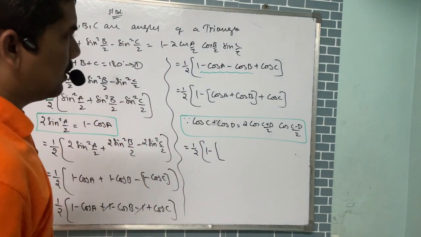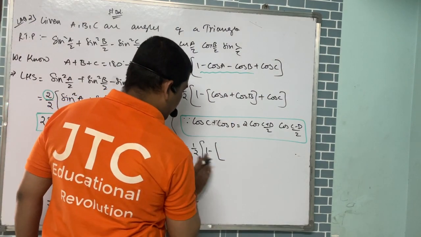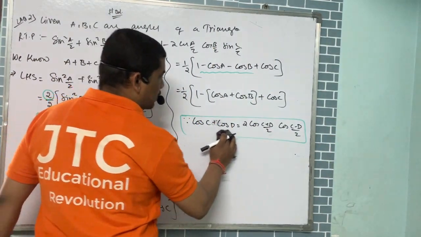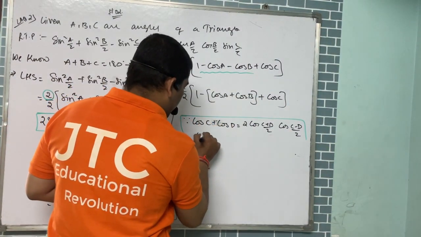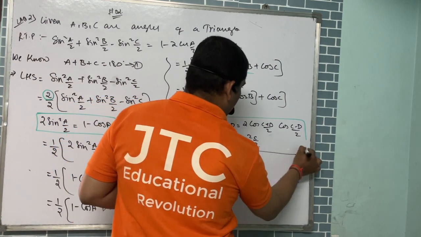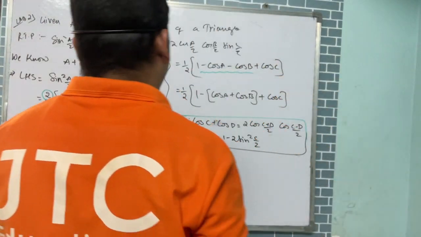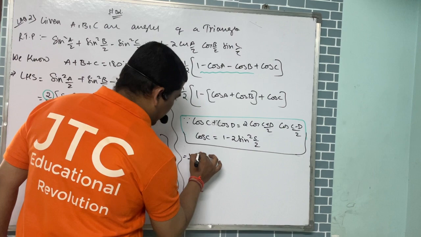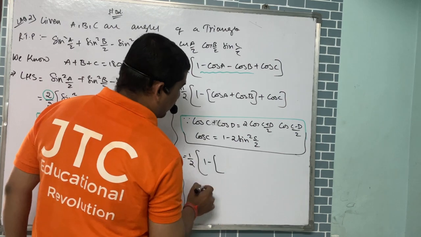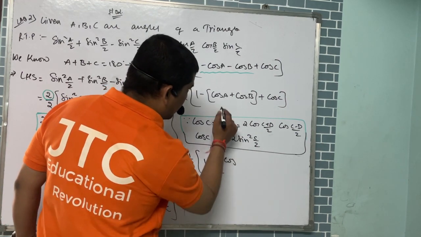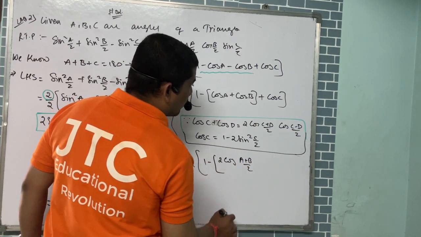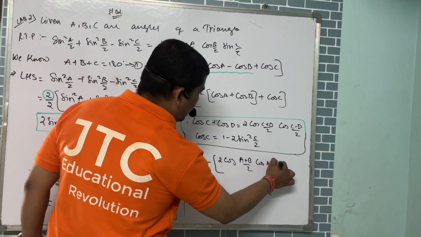And one more formula, student. Cos C. Okay, let me write both formulas at a time. Cos C also I should use now. Cos C can be written as 1 minus 2 sin square C by 2. Right, this is the formula for this. So 1 by 2 as it is, 1 as it is, outside minus as it is, here I am applying the formula 2 cos (C plus D) by 2. Our C is A, D is B, so A plus B by 2. (C minus D) by 2, so cos (A minus B) by 2.